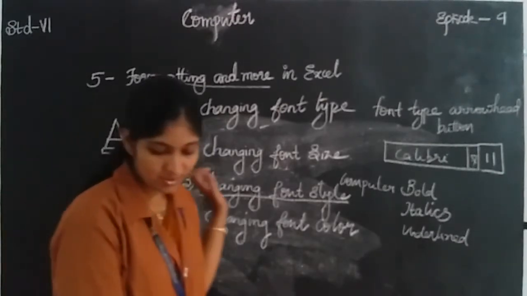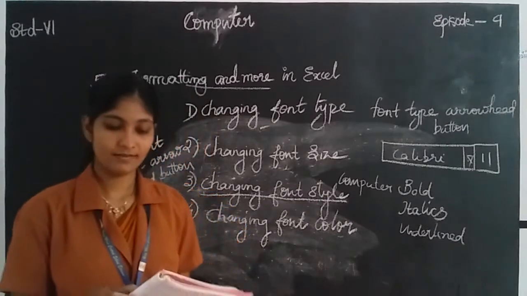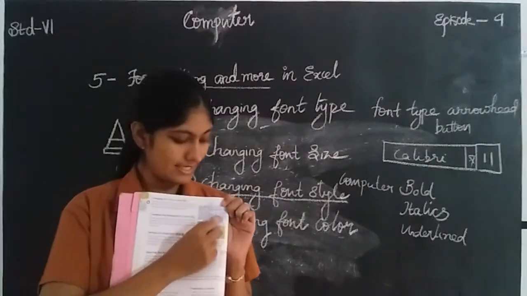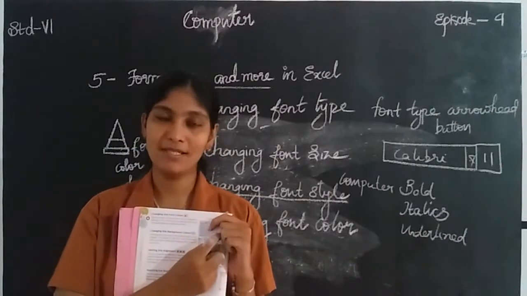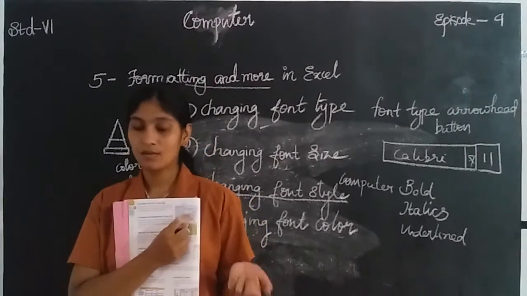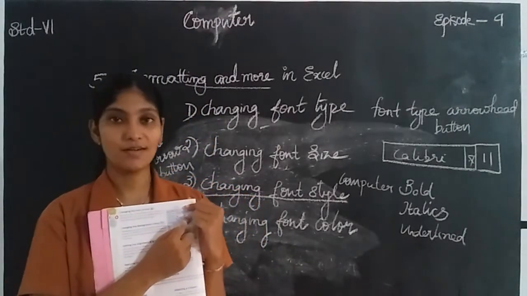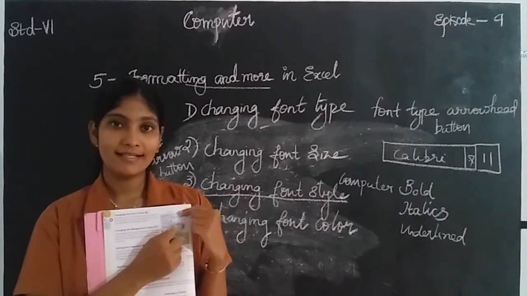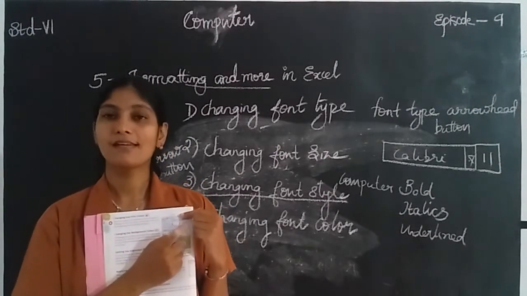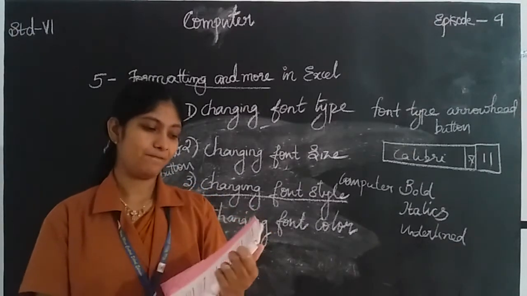So look at the picture, page number 44. Here a letter A, and under the letter A there is a red color. That means now you selected the color that is red. That is, you can see the color you have selected from the font color arrowhead button, right? Okay.